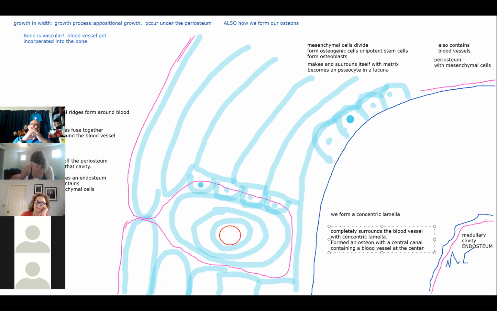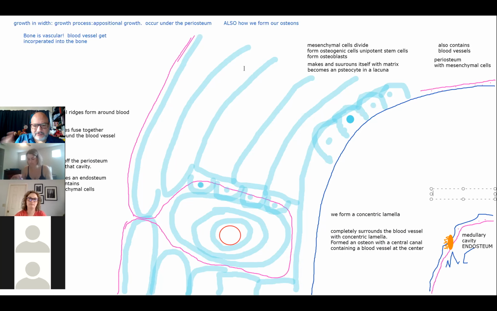No. As we expand the bone in width, don't we also need to enlarge the medullary cavity? Yeah. And here in the endosteum, don't we have a special type of cell? That special type of cell has a big ruffled border and a bunch of nuclei that allow it to produce lots of digestive enzymes to break down the matrix and increase the size of the medullary cavity. What type of cell might that be?